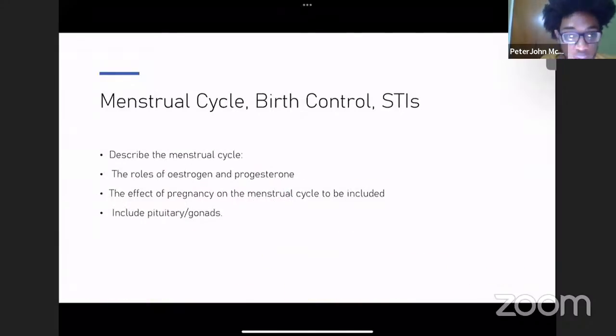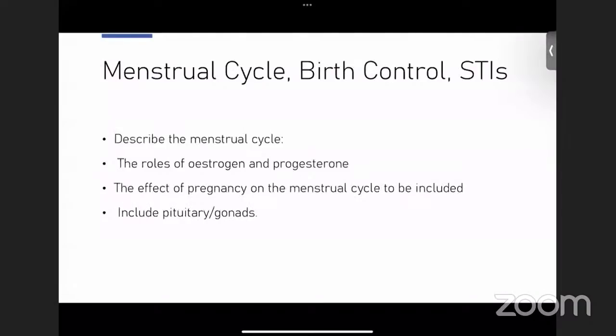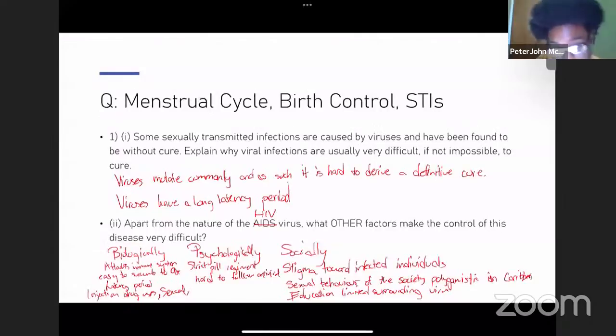So we can actually get into our last topic now. We have like 15 minutes to cover that, so that should be more than enough time. Describe the menstrual cycle, roles of estrogen and progesterone, effects of pregnancy, and include the pituitary or gonads. I did not know you guys had to know about the pituitary before. But that's actually a lot. Go back. Okay, thank you. All right, cool.